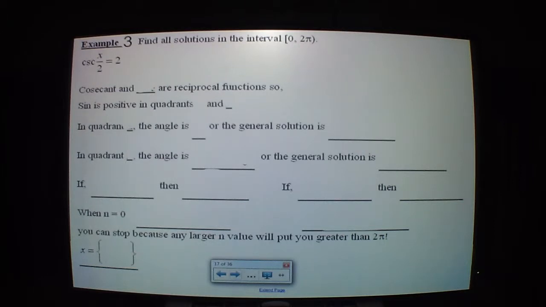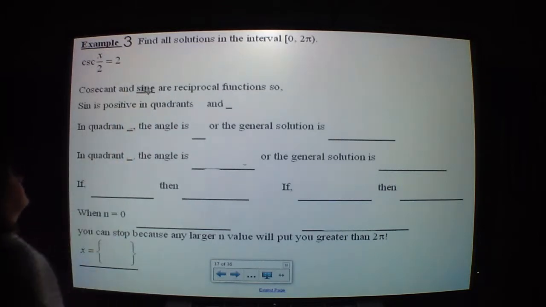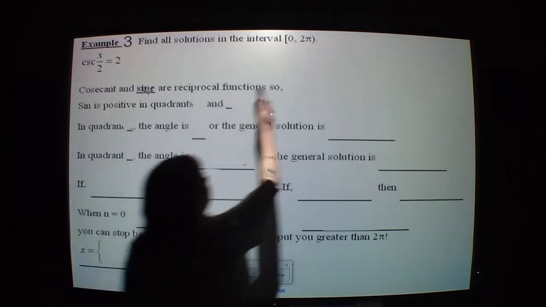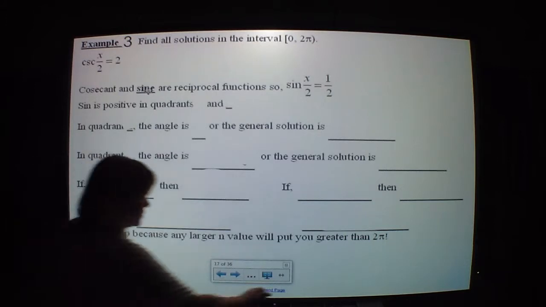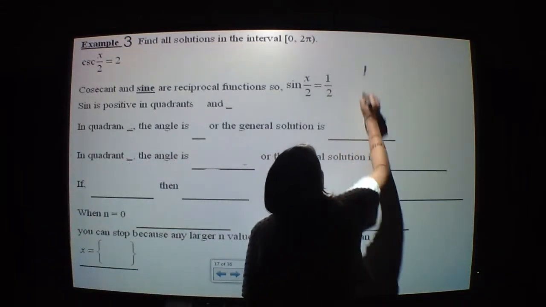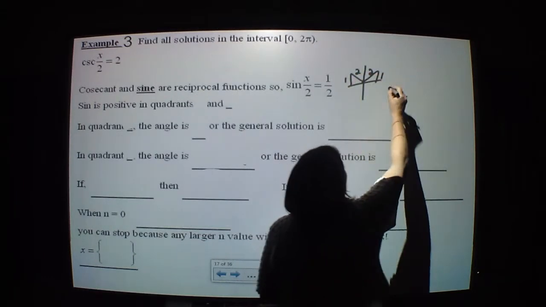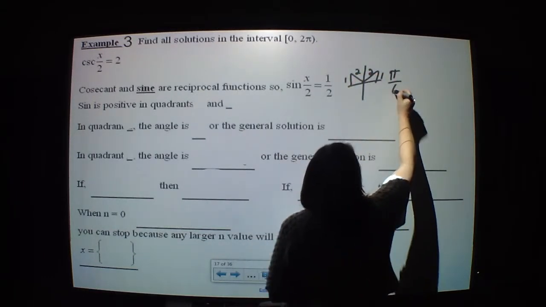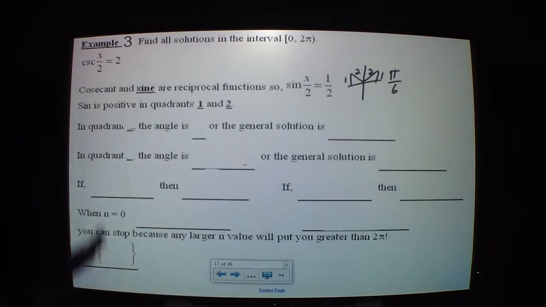Next example, find all the solutions in the interval from 0 to 2 pi. Cosecant of x over 2 is equal to 2. Cosecant and sine are reciprocals. So if you want, you can think of it as sine of x over 2 is equal to a half. Okay? So right there. Sine is positive in the first and second quadrant. So let me draw my little picture. First quadrant, second quadrant, opposite and hypotenuse. My reference angle is pi over 6.